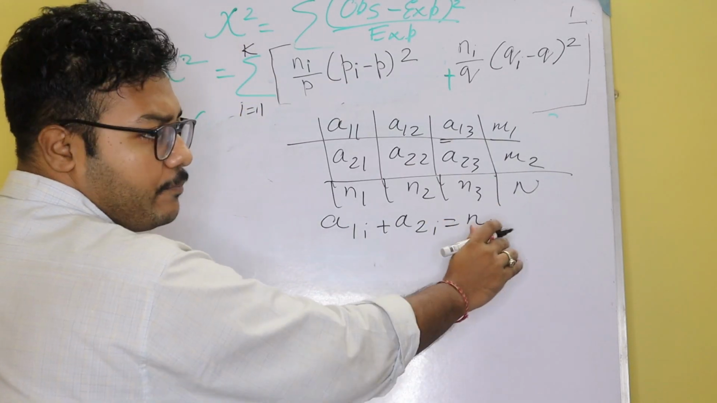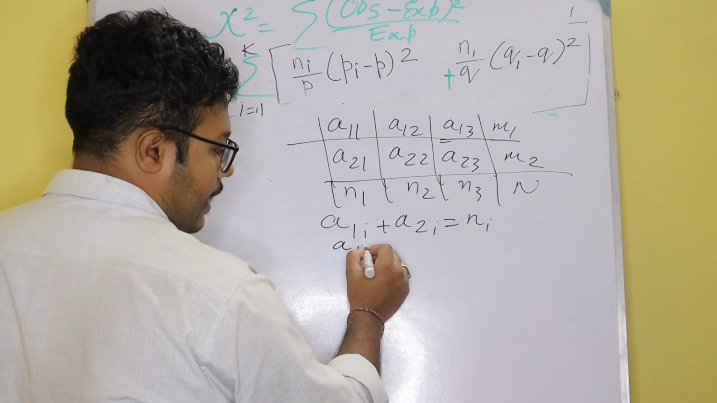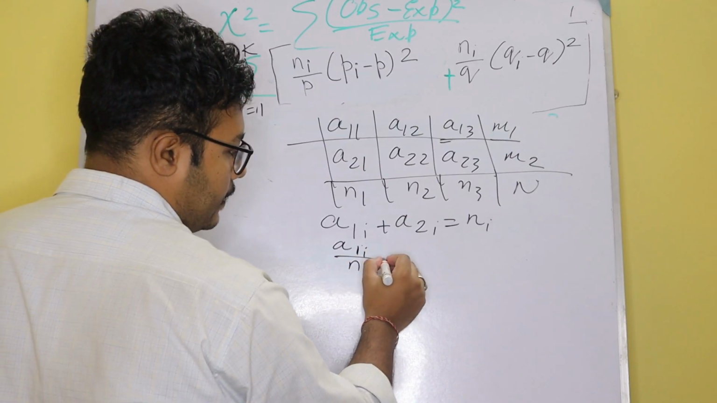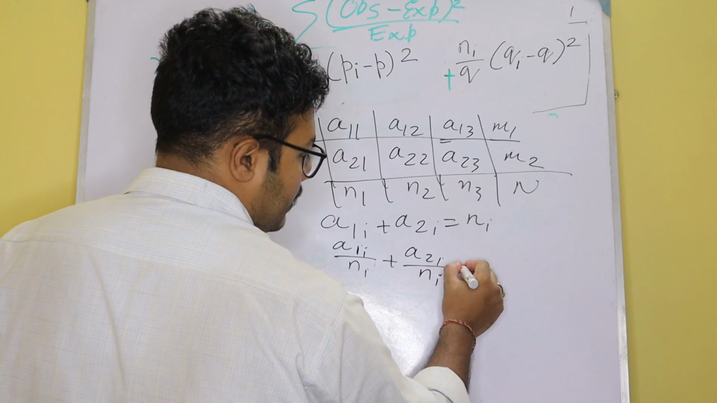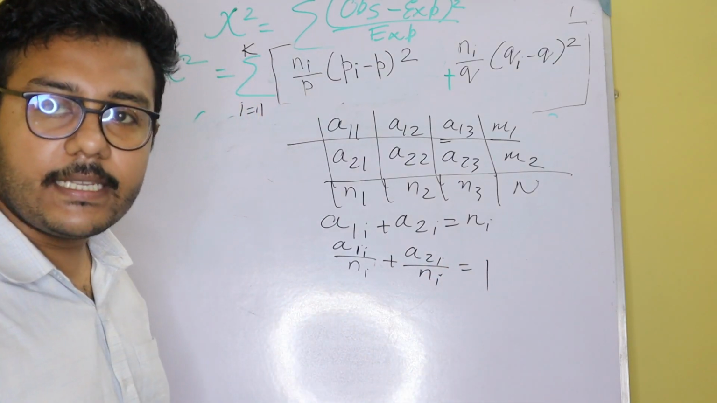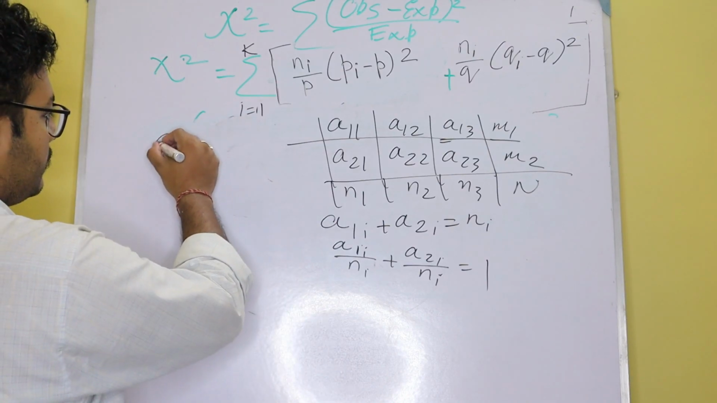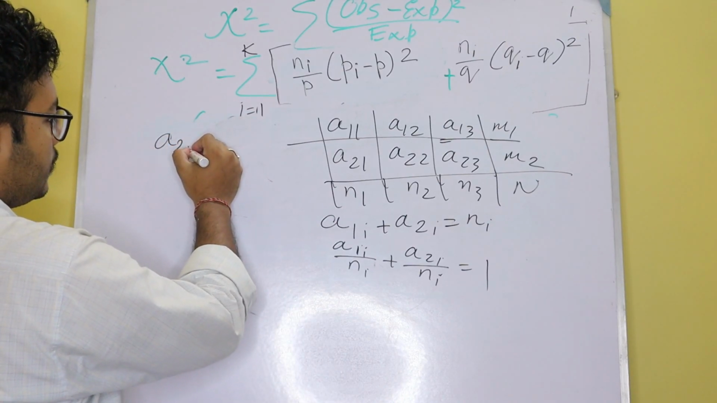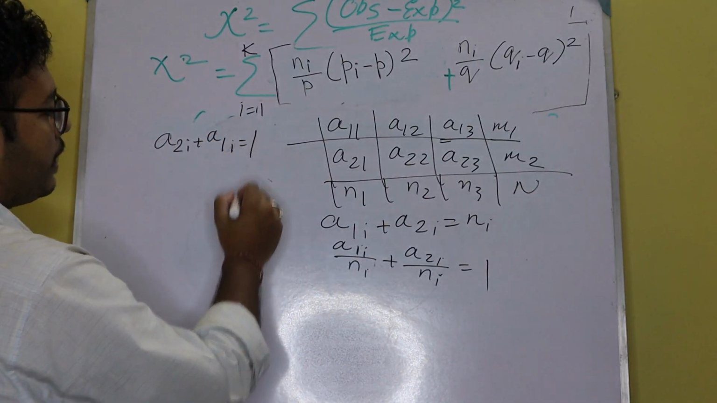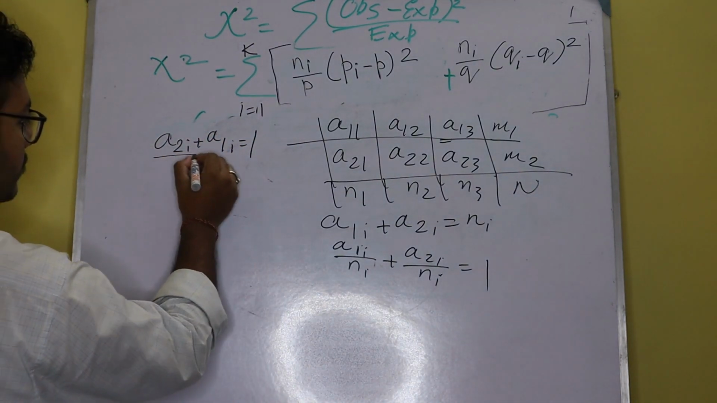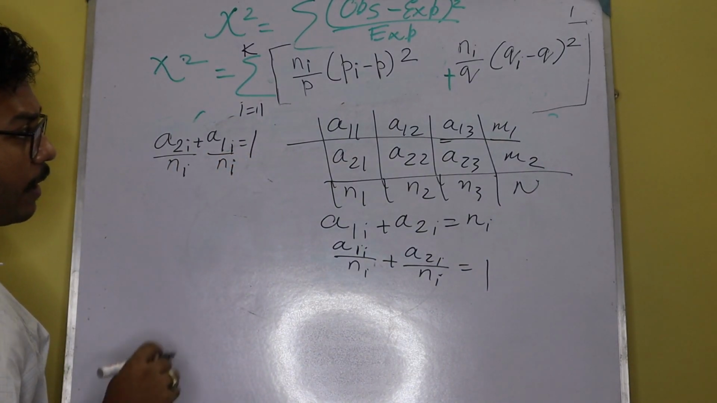Now if we divide both sides by ni, what we get? A1i by ni plus A2i by ni is equal to 1. Right? We get this expression. Now A2i by ni plus A1i by ni is equal to 1. Sorry, this one will also be by ni. This is equal to 1.